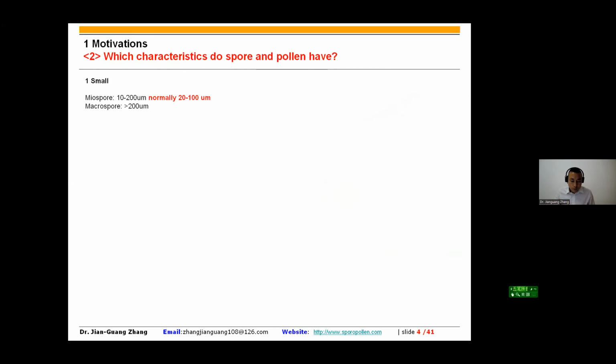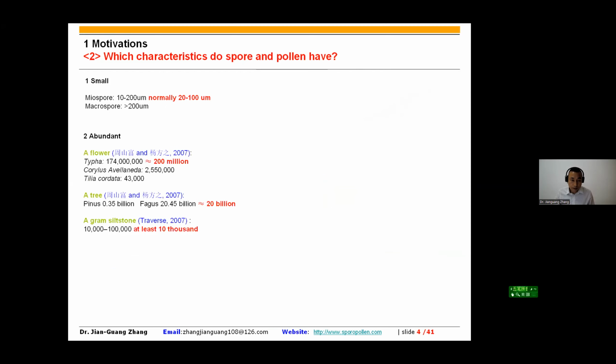Spores and pollen have 4 important characteristics. That is why they are widely used. Firstly, they are small. Normally, they are only 20 to 100 micrometers in diameter. Secondly, they are abundant. A flower can produce about 200 million pollen grains. A tree can produce about 20 billion pollen grains. And there are at least 10,000 sporomorphs in a gram of siltstone.